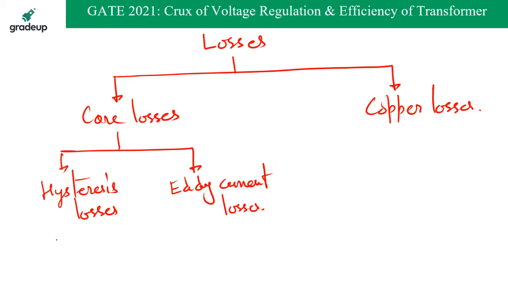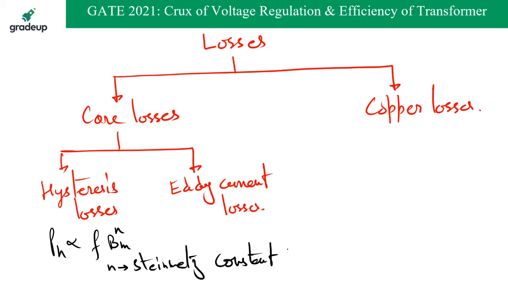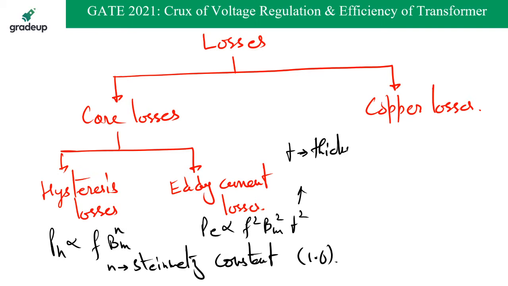Hysteresis losses, we are defining as being directly proportional to frequency and maximum flux density raised to the power n, where n is the Steinmetz constant, and generally whose value is taken as 1.6. If you see the eddy current losses, they are directly proportional to the square of frequency, Bm square and T square. What is T? T is the thickness of insulation.